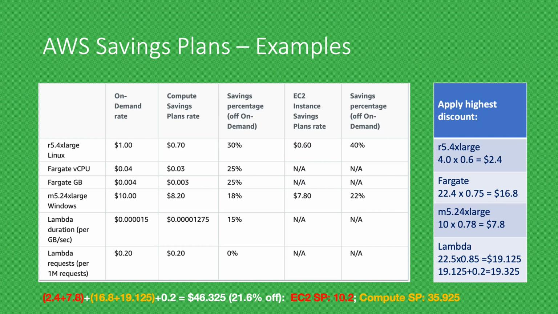This picture assumes 1 year duration, partial upfront savings plans matching the configuration of your usage. Rates and discount percentages are hypothetical for simplification. For Linux and Windows instances, we can buy EC2 savings plans since they offer a higher discount. For Fargate and Lambda usage, we can use compute savings plans to cover and get discount. The strategy combination is to buy $10.20 per hour EC2 savings plans and $35.925 per hour compute savings plans. The total cost after discount is $46.325 per hour, that is 21.6% off compared to the on-demand cost of $59.10 per hour.